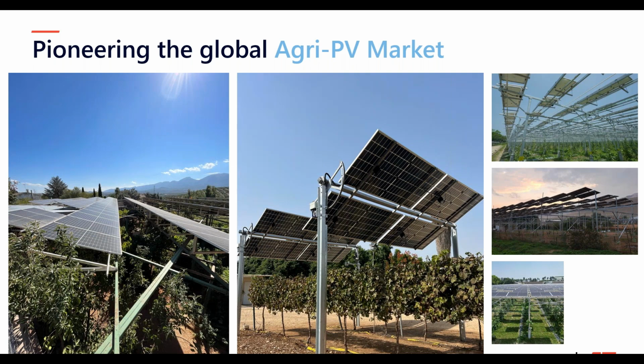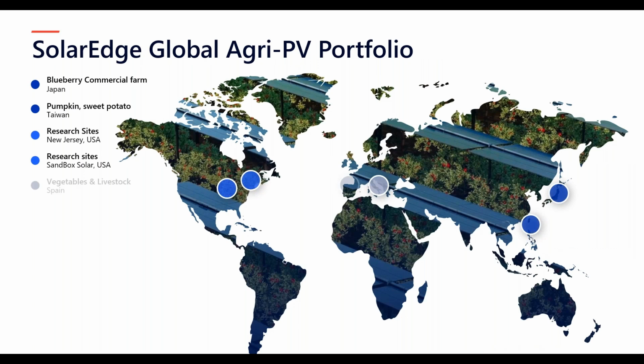So it might look a bit new for those who are not familiar with Agri PV, but you see that it already works, and this is, again, just a few examples from SolarEdge Agri PV portfolio. What you see here is sites that we already installed. So we have all different types of layouts and configurations, from vertical to single axis trackers. We have experience with different types of crops and different types of farming activities, and different types of climate zones and areas around the world.